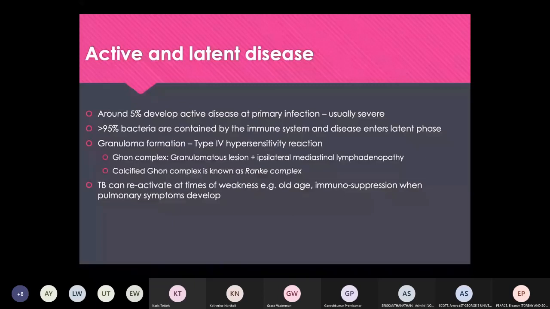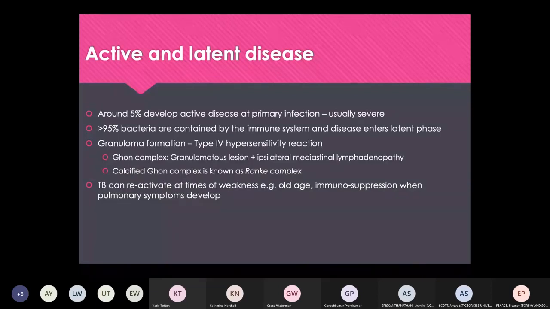However, in over 95% of people, the bacteria are actually contained in the granuloma, and the disease then enters its latent phase, so the person won't show any symptoms at this point. The formation of the granuloma is a type 4 hypersensitivity reaction, and we'll go through the types of hypersensitivity in a little bit as well.